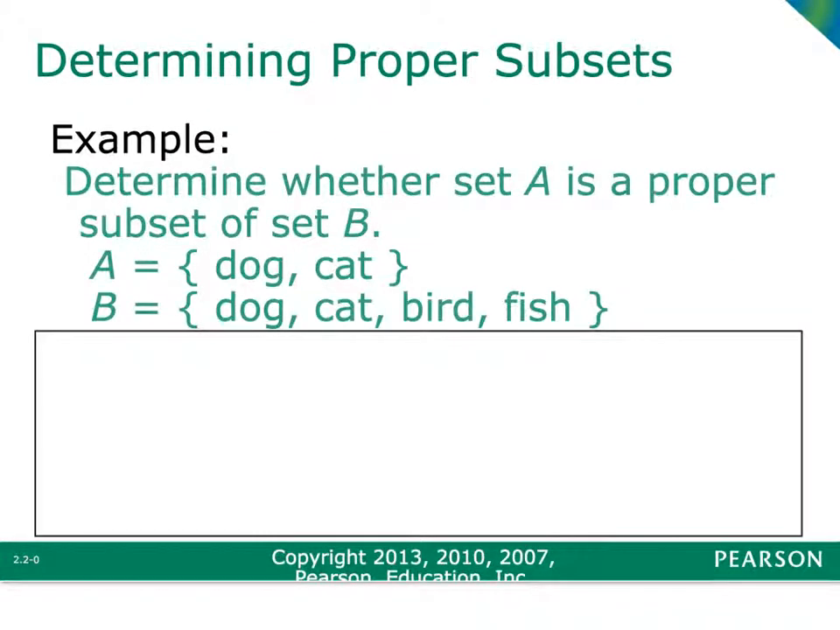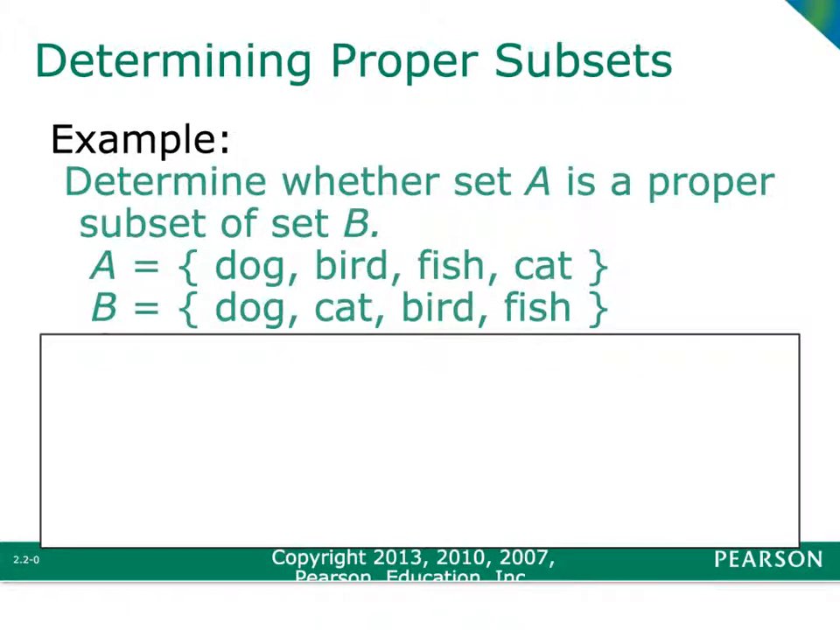Okay, so for example, determine whether set A is a proper subset of B. Well, set A is dog and cat. So dog and cat appear in both sets. Set B also has extra elements, bird and fish. So because A is included in B, but is not equal to B, then you can say that A is a proper subset of B.